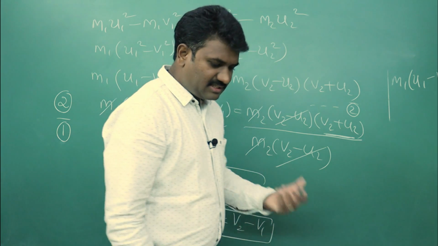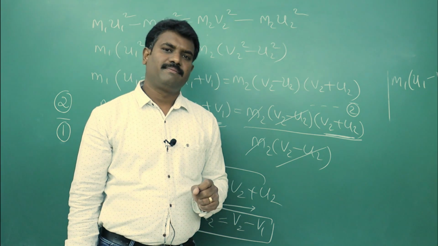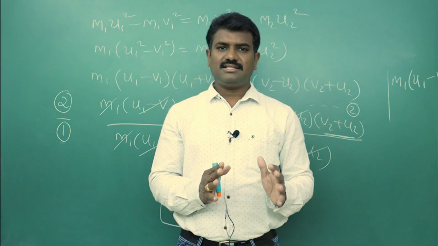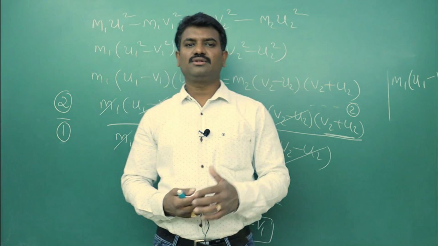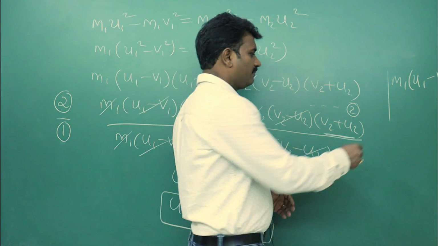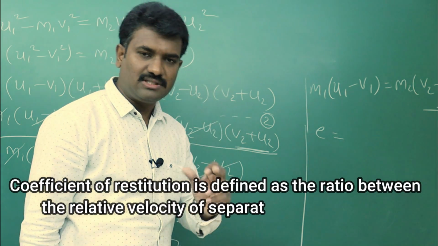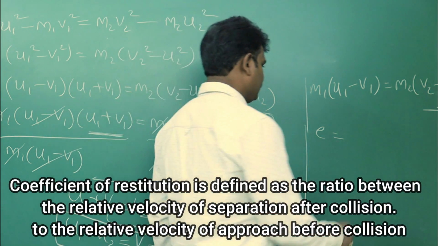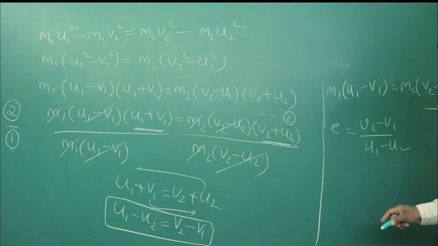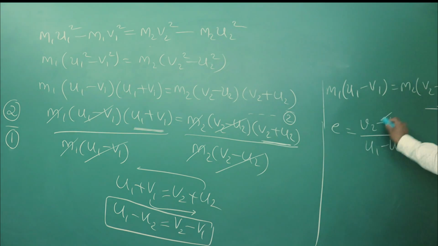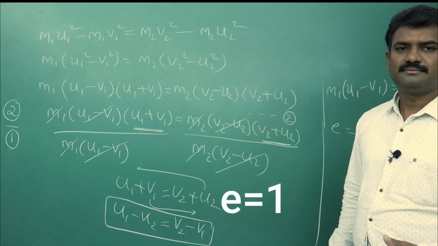In some exams they may ask you to prove that the coefficient of restitution is equal to 1 in case of elastic collision. If they ask like this, just do one more step, otherwise ignore that. So if they ask you to prove that e is equal to 1, what do we have to do? As per the definition, e is the ratio between the relative velocity of separation after collision to the relative velocity of approach before collision. So e is defined as (v2 minus v1) by (u1 minus u2). In this case both are equal, so e is equal to 1. It is proved for elastic collision.